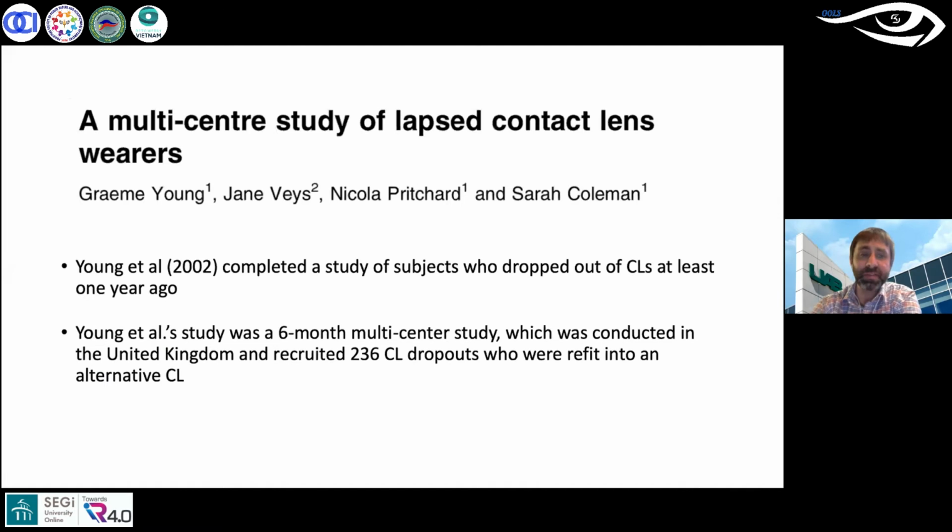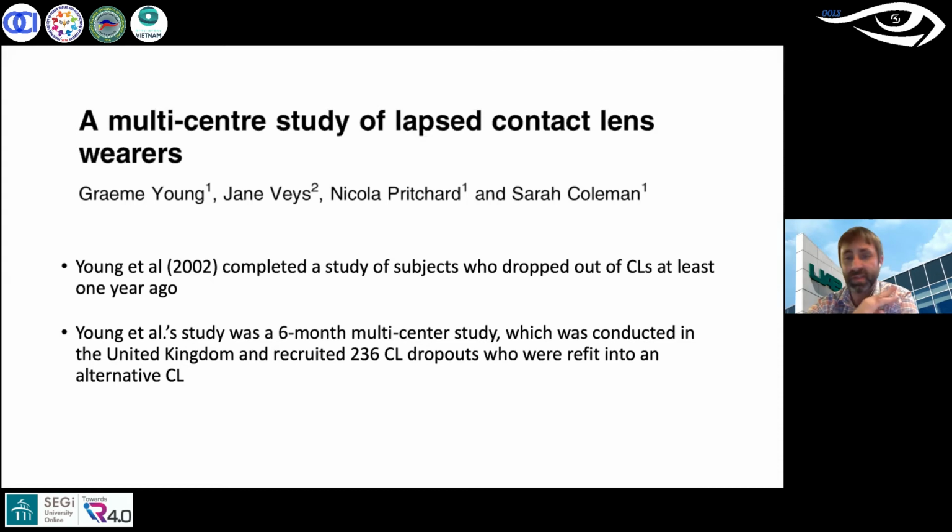So this is a very simple case, but it highlights some important points that I want everyone to keep in the back of their mind when they're prescribing contact lenses. And this paper here, this seminal paper, kind of highlights the points I want to talk about. So Graham Young published this paper back in 2002. It was a study that recruited patients who dropped out of contact lenses. They could have been wearing whatever contact lens, but they dropped out. And they had actually 236 people who had dropped out of contact lenses. Big study. And they followed them for 6 months after refitting them into a different contact lens.